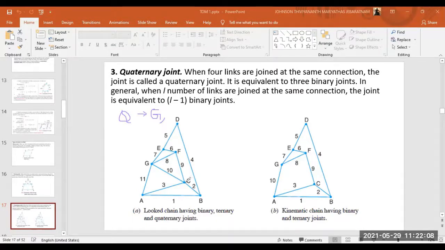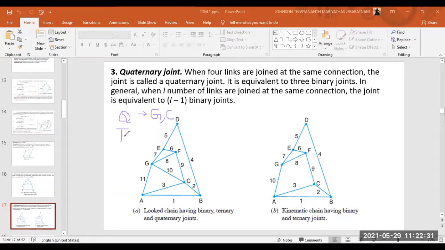Similarly, I have C also. CF one member, CG second member, CA third member, and CB fourth member. So four links are connected. So C is a quaternary joint. Do we have any other quaternary joints? No, right? And now we will go for ternary joints.